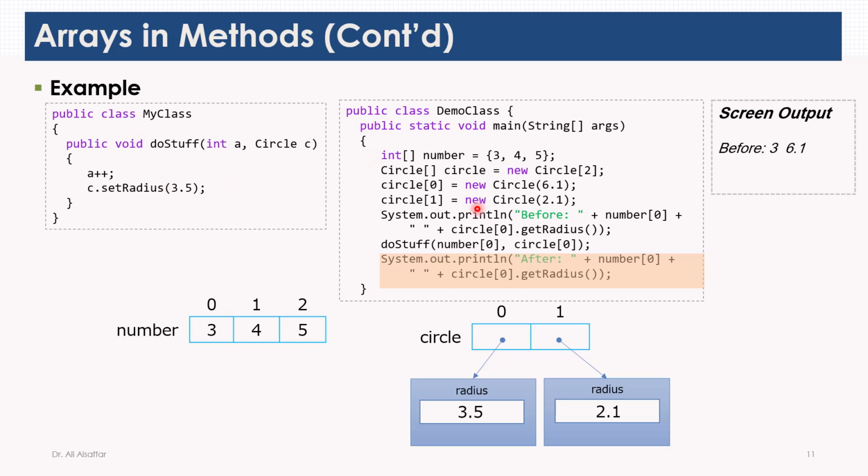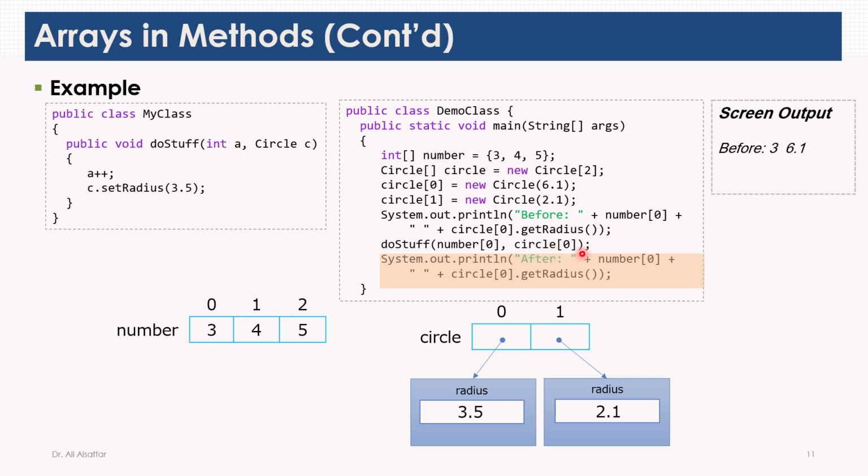Now when we return back, we would like to see which of these actual parameters has changed. Number 0 was passed by value because it was primitive. When we return back and print, what do you expect the output will be? Where is number 0? This is number 0. It has the value 3. Although we changed it inside the method to 4, that change was done inside the method. When we return back, its value is untouched.